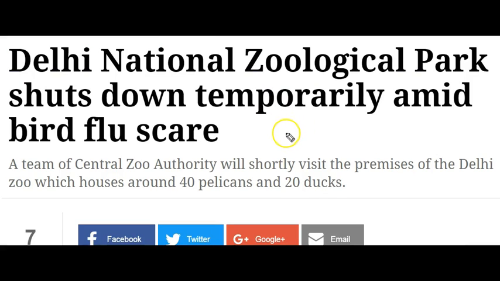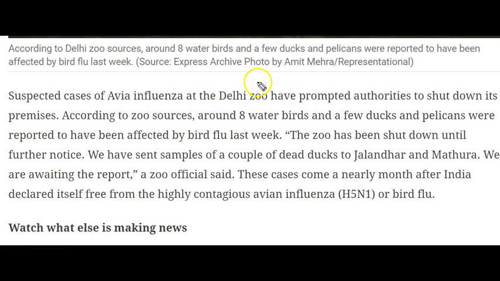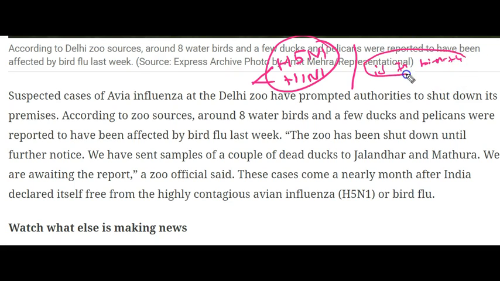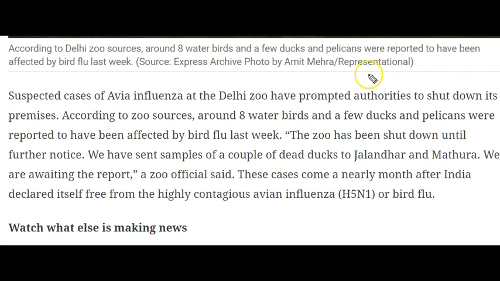Now let's discuss another important topic, that is avian flu, or simply you can say bird flu. The article is published in the Indian Express about Delhi National Zoological Park shutting down temporarily because of the bird flu scare. In this topic, you have to prepare from multiple angles. What is H5N1 and what is H1N1, and is India free from bird flu? In September, India was declared free from bird flu.